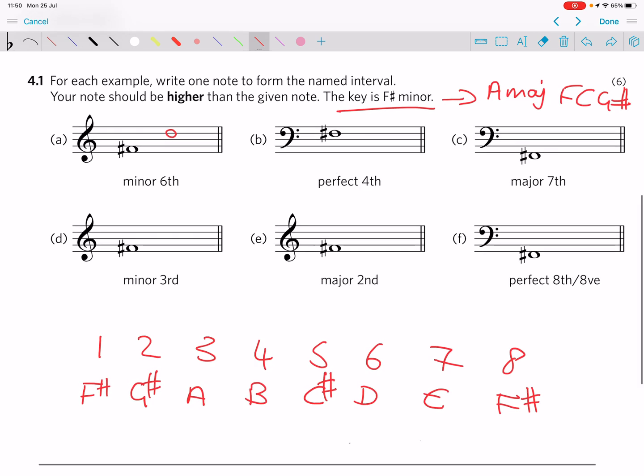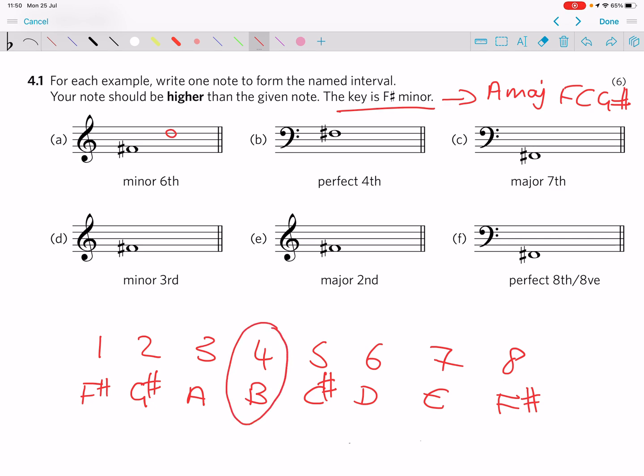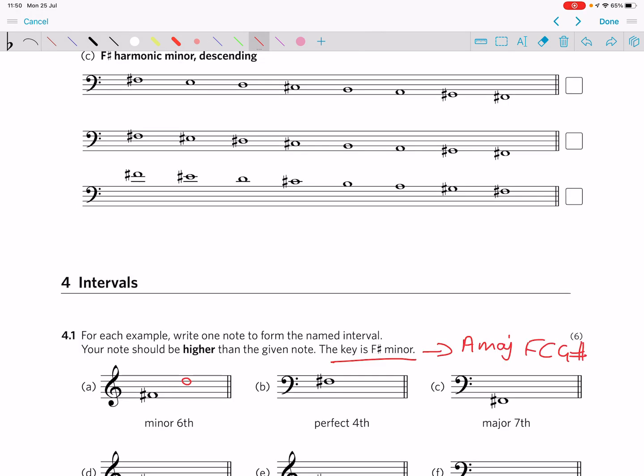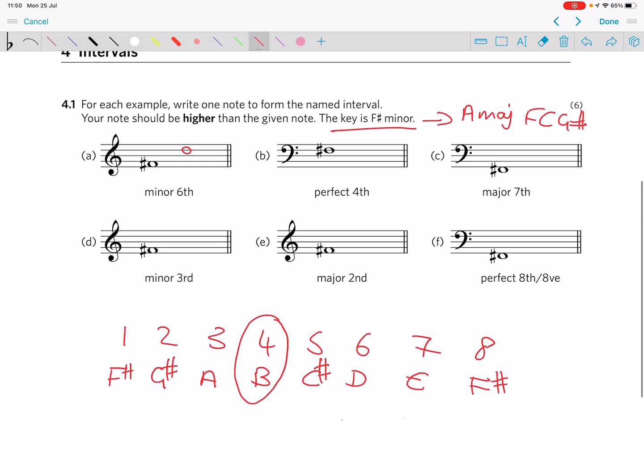Okay, right, so now we've got this one. We're going to go on to our second one, and we've been asked to find a perfect fourth. So perfect fourth will be here. We don't have to worry about it being major or minor because it is perfect. It is perfect, so that means that we are just going to write a fourth above it. So we're going to go 1, 2, 3, 4, and that is my perfect fourth.